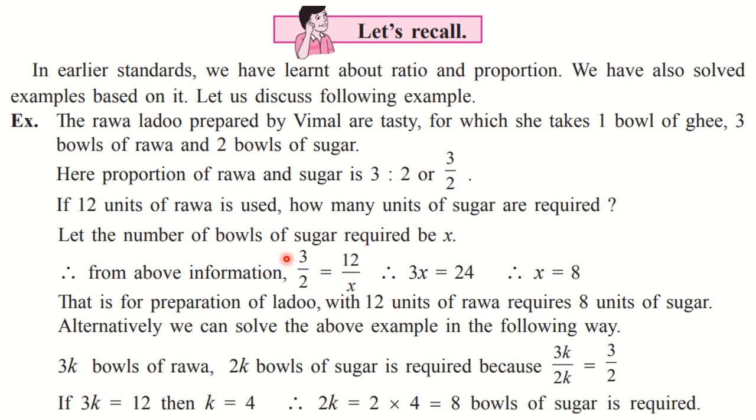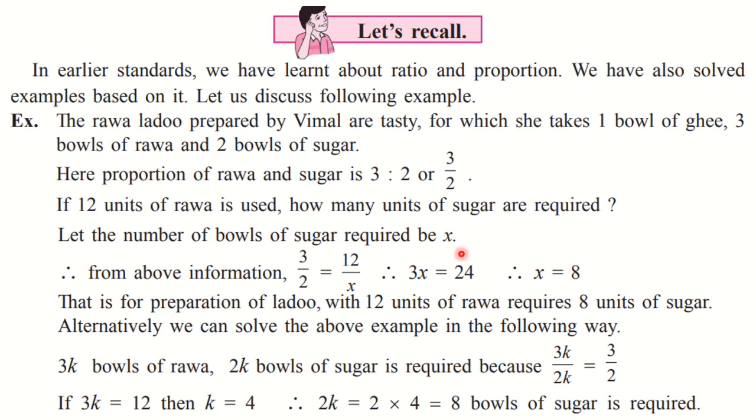From that, if we cross multiply, we get 3x is equal to 24, and from that x is equal to 8. So if for the preparation of laddu 12 units of rava are taken, then you require 8 units of sugar. So this way we can think about the ratio, and if we know one quantity we can find the other quantity by using the given ratio. Like for 12 units of rava and 8 units of sugar here.